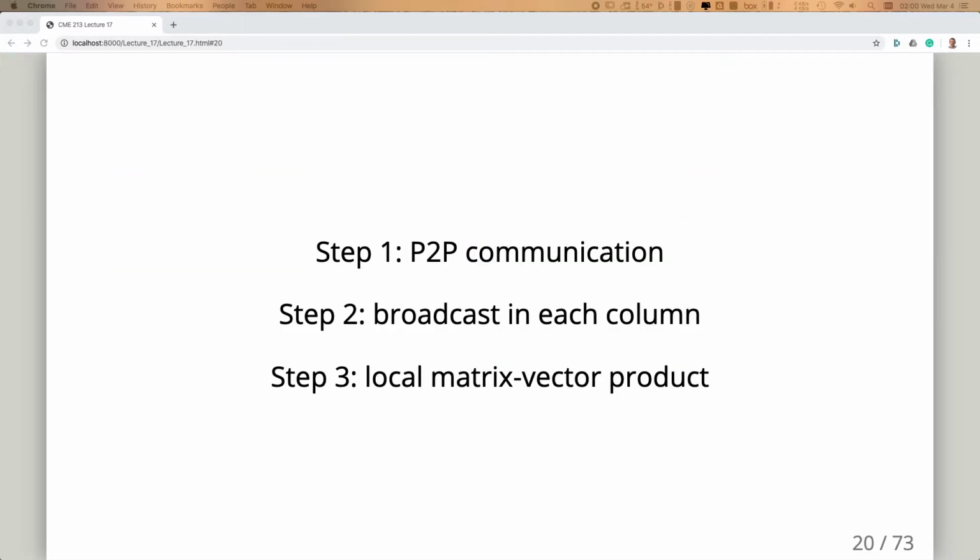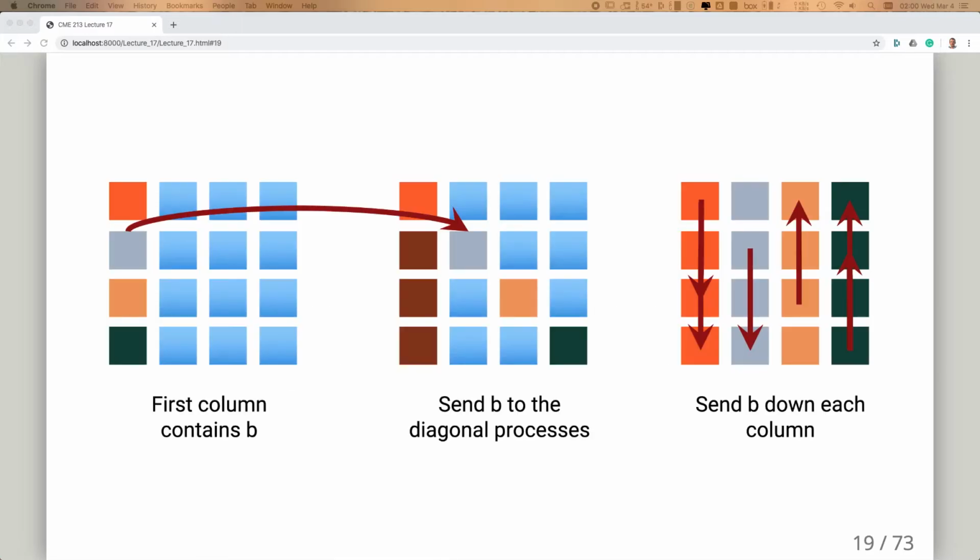Okay, so essentially 3 steps. I have a question. Yeah. Sorry, can we go back to the last slide? Do each of these squares correspond to one processor or a thread, or is it just the actual data?